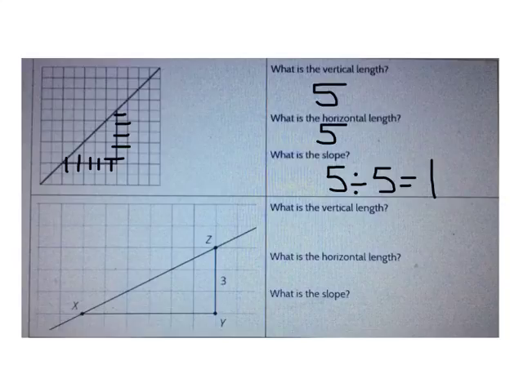The vertical length is 5. The horizontal length is 5. So the slope of the line is 5 divided by 5, or 1. Let's try another. What is the vertical length, the horizontal length, and the slope of the triangle on the left?